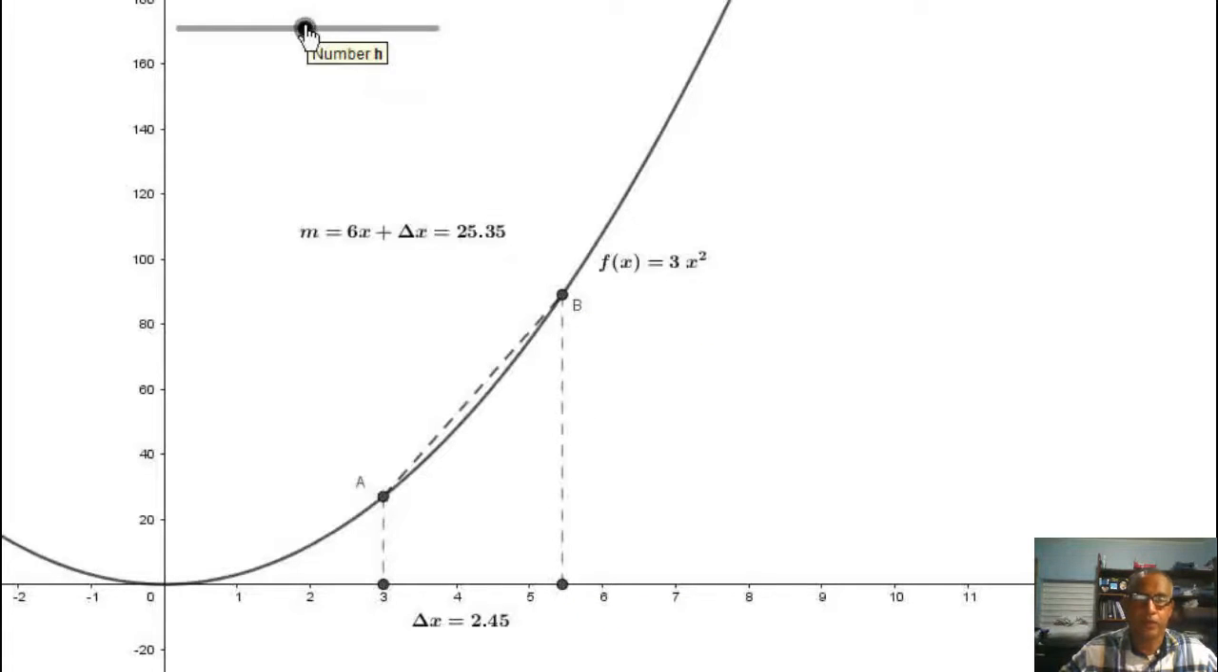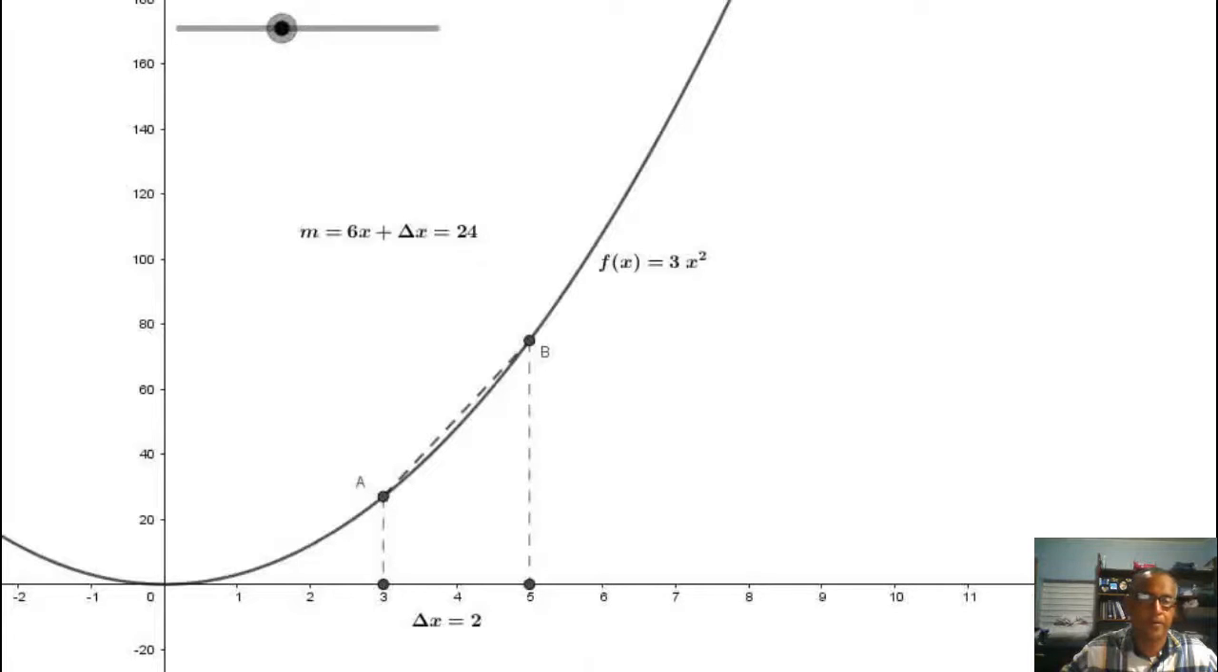I can bring that point down. Notice I can bring the point down. For example, when delta x is 2, the point B is 5, 75. Notice the point B has an x coordinate of 5. And of course the gradient is going to be 24.